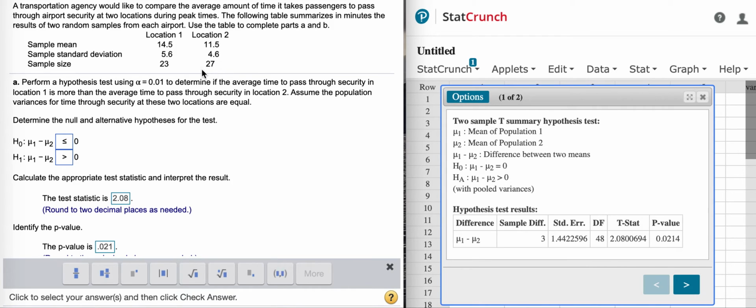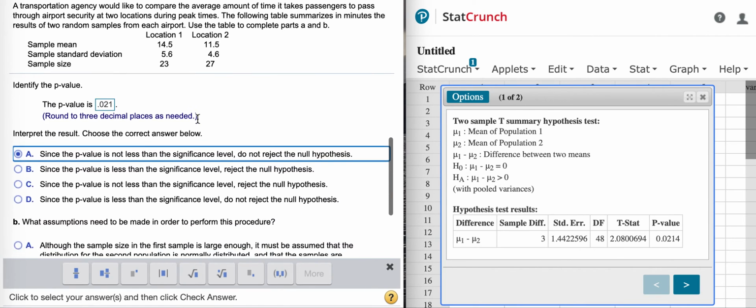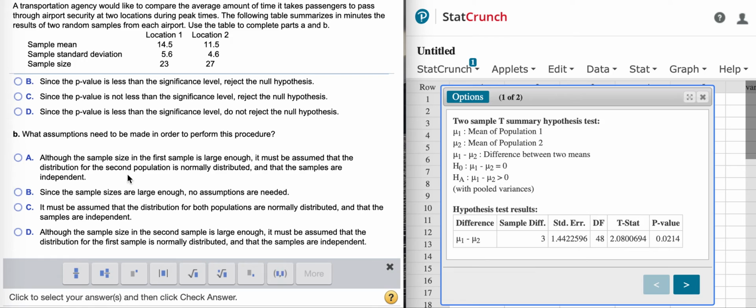In this case, the samples are too small to apply the central limit theorem, so we must assume that the populations from which we're sampling, both in location 1 and location 2, are normally distributed. So it must be assumed that the distributions for both populations are normal and that the samples are independent samples. Those are the two things that we need: independent samples, and normality for the sample means. And we achieve the normality here, because our samples are small, by assuming the populations are normally distributed. I hope this helps.